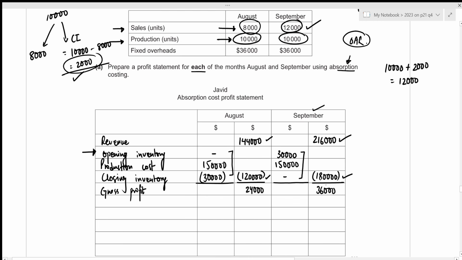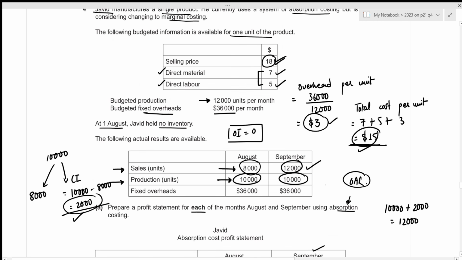Okay, now we need to look for any under absorption or over absorption in this case. For our over or under absorption, we already have the actual fixed overheads. And in order to calculate the over or under absorption, we just need to compare the actual fixed overheads to the budgeted fixed overheads. Let's calculate the budgeted fixed overheads.